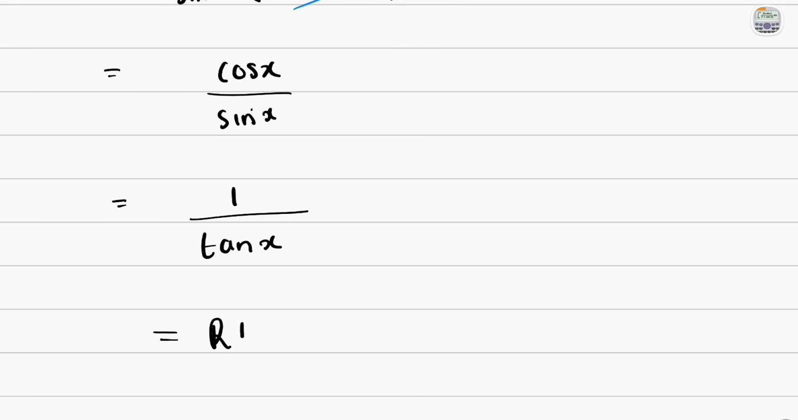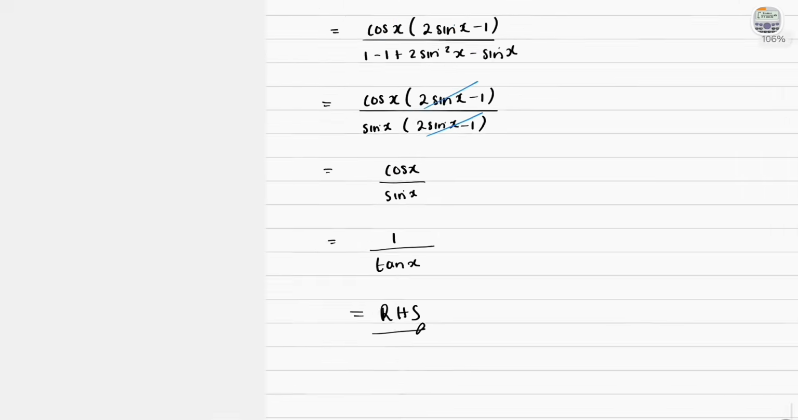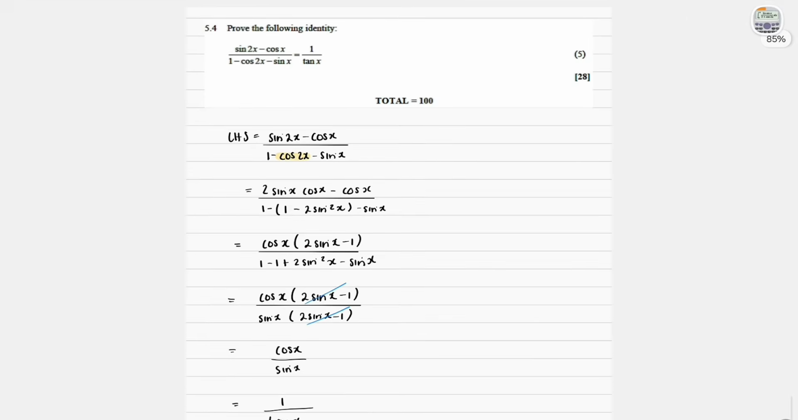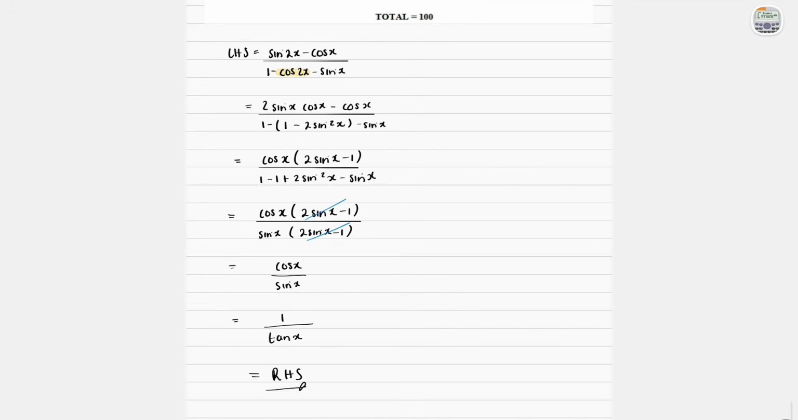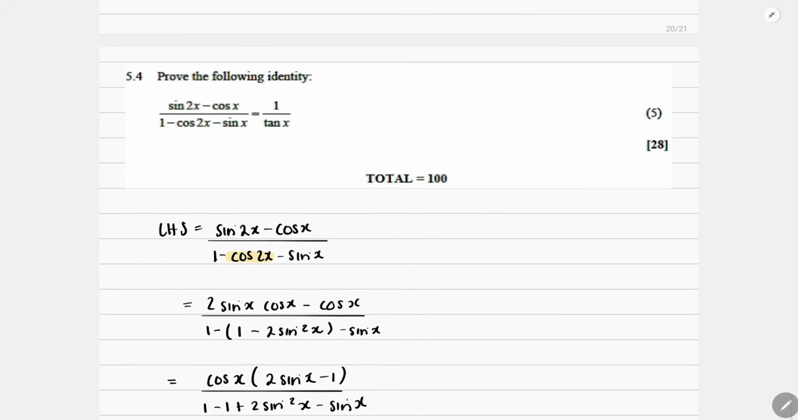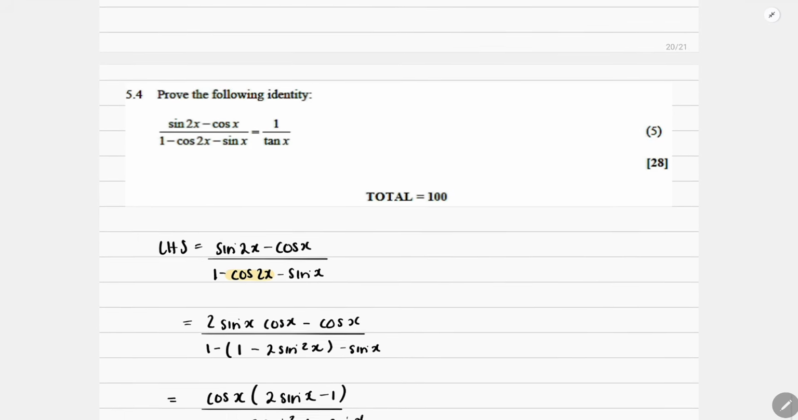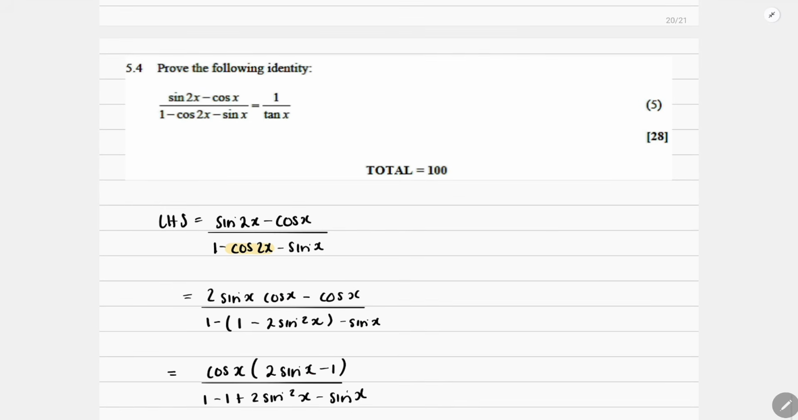And that is indeed our right-hand side. And so we have solved for this identity. And that is it for question 5. Okay, so that is it for this paper. That is the last question, and it is a total of 100 marks.